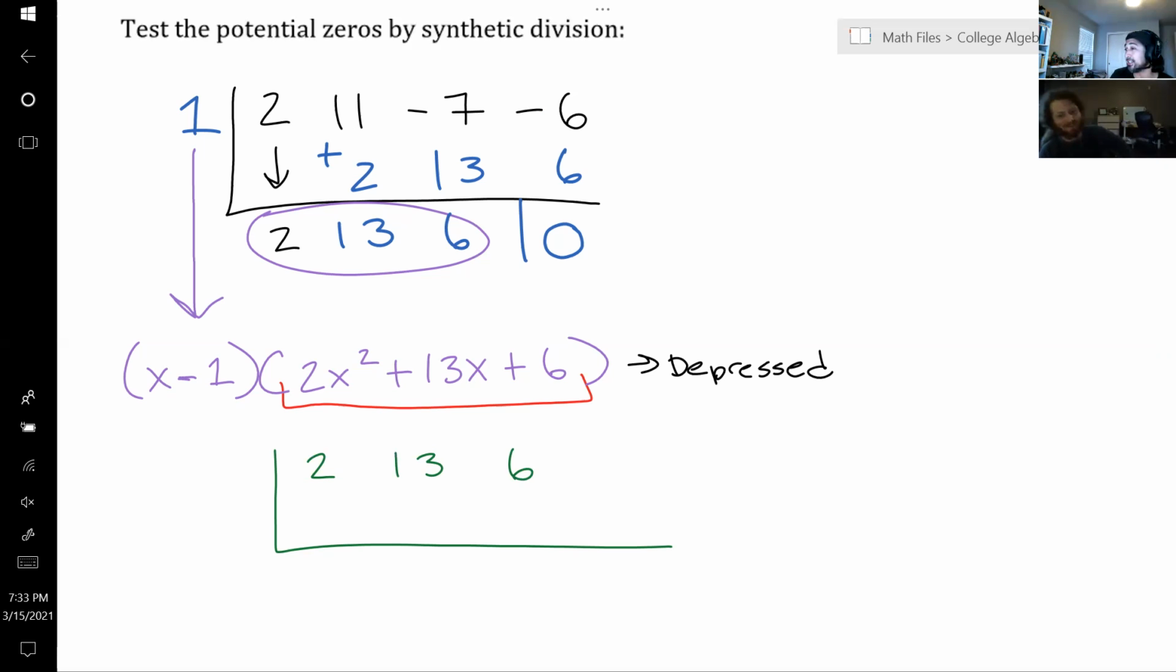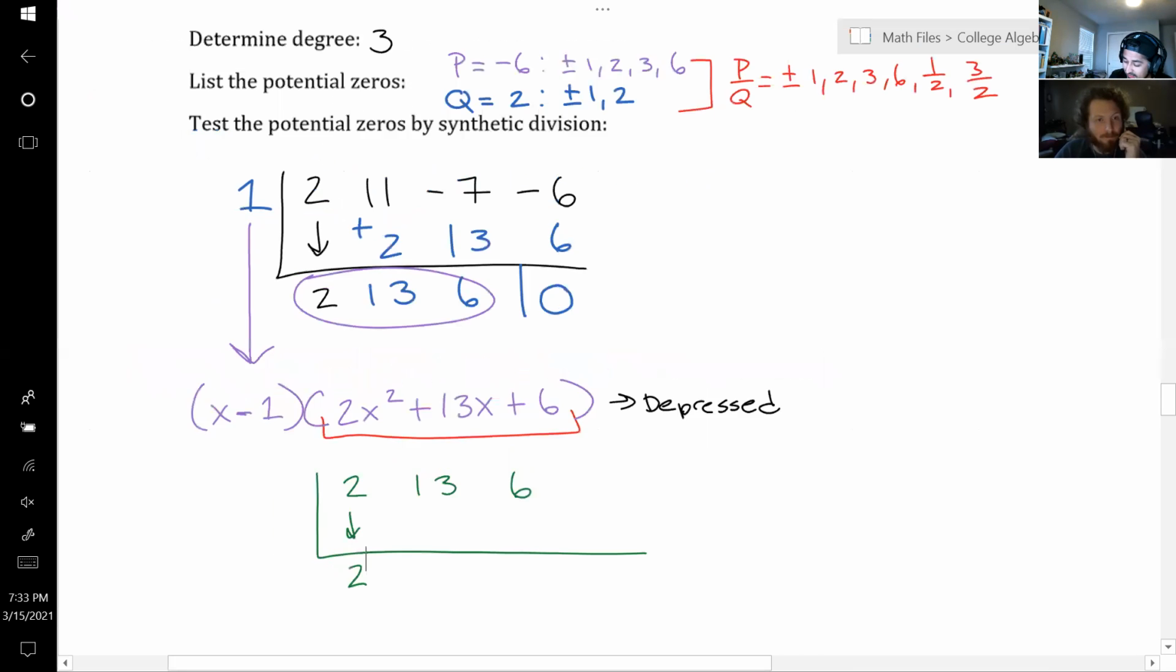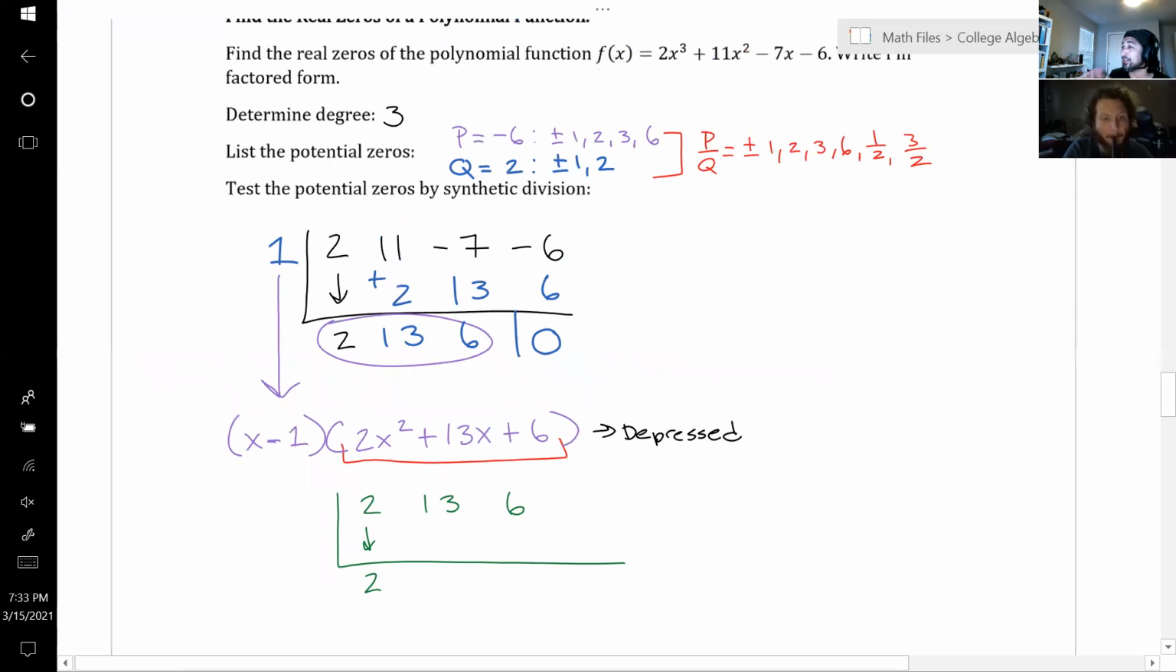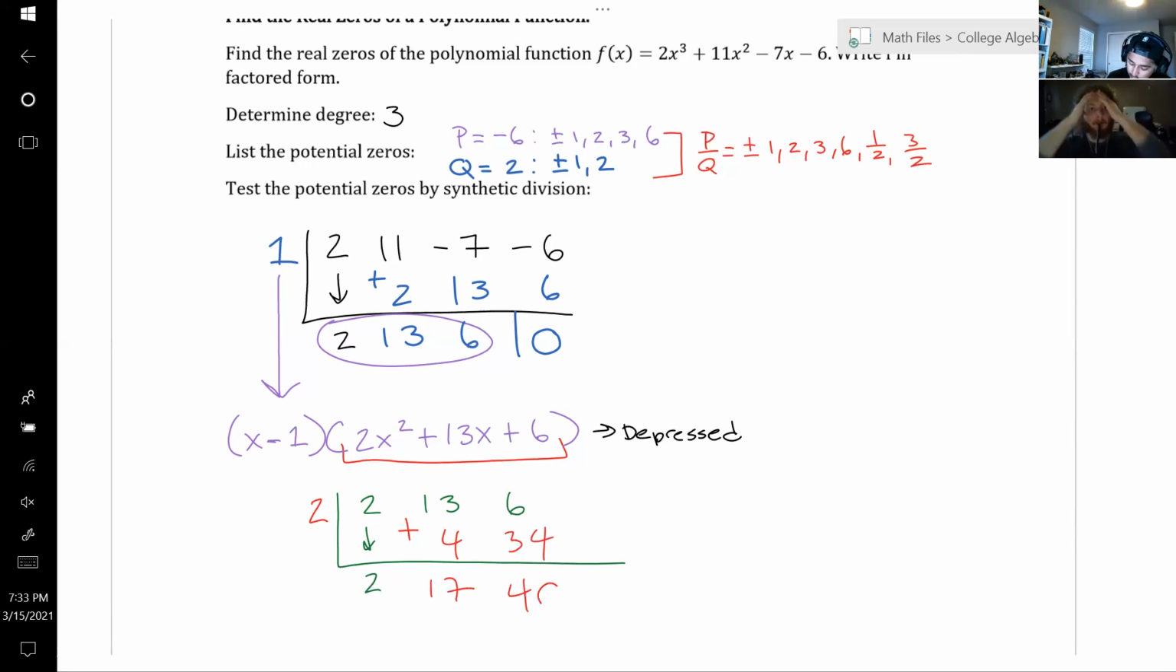Okay, so we have decided to throw this back into synthetic division. 2, 13, and 6, where the 2 comes down. Don't worry, I'll answer everything today. And now you get 12 choices all over again. So what potential zero would you want to try this time? Let's try a positive 2. If we do that, I get 4. I get 17. Oh no. I get 34 and I get 40 as the remainder.